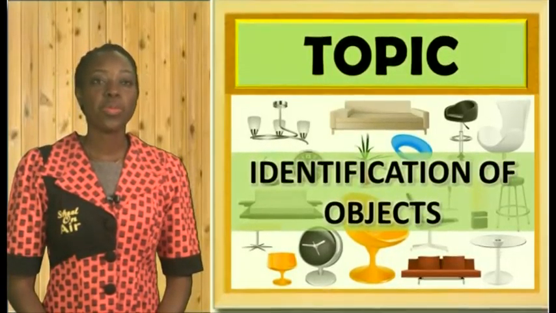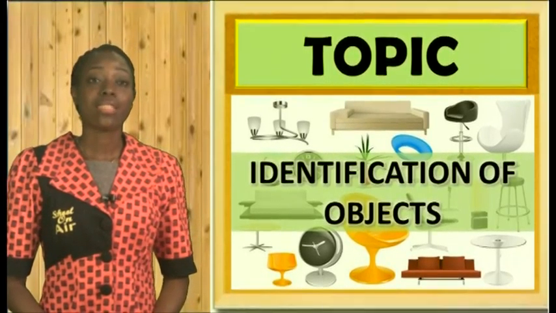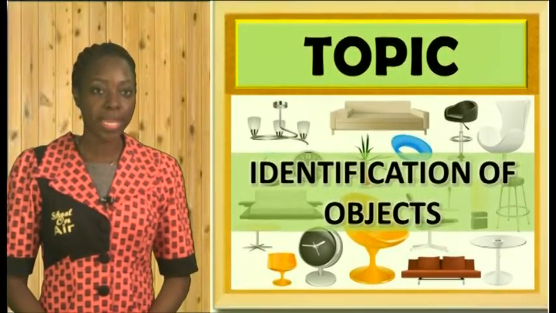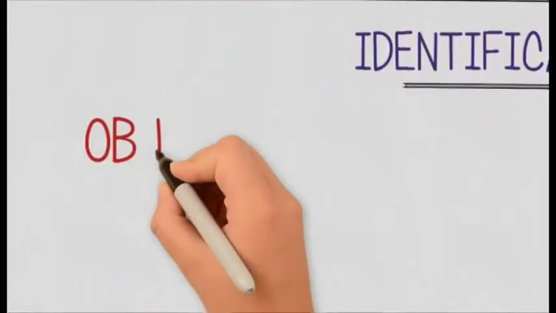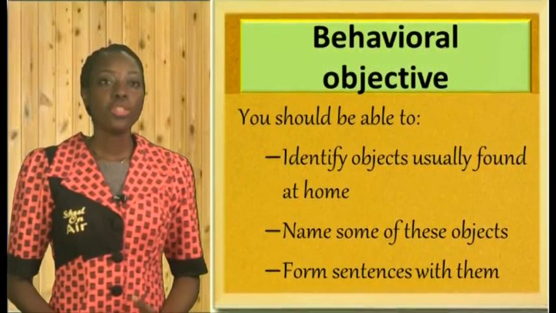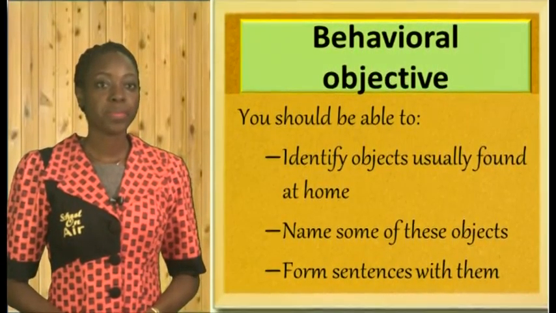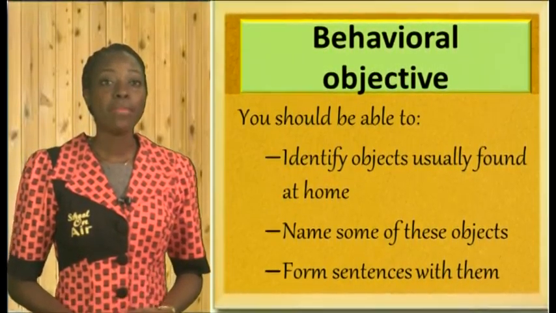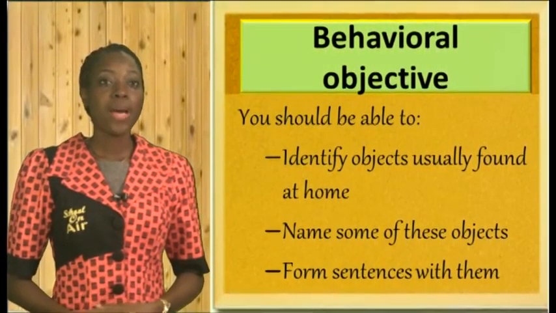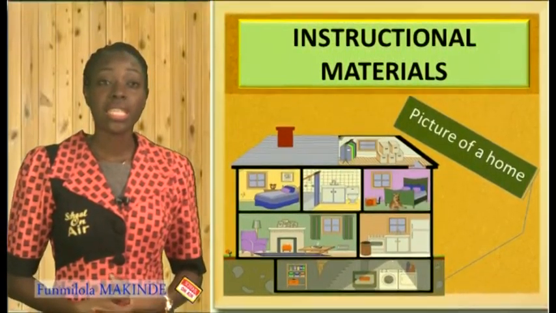In today's lesson, we'll be looking at the topic called identification of objects. We've been looking at this topic for a while now, and under this topic we have a subtopic called objects at home. Now at the end of today's lesson, you should be able to identify objects usually found around the home. Then you should be able to name some of these objects, and you should be able to form sentences with them.